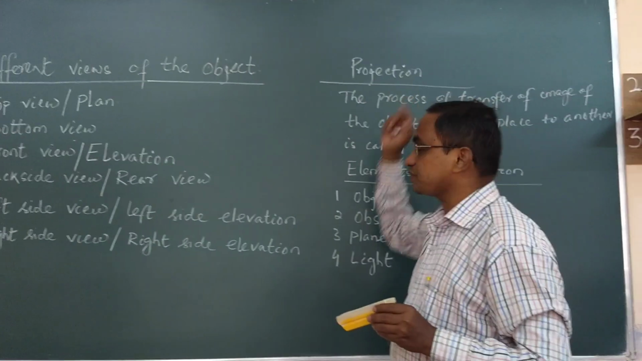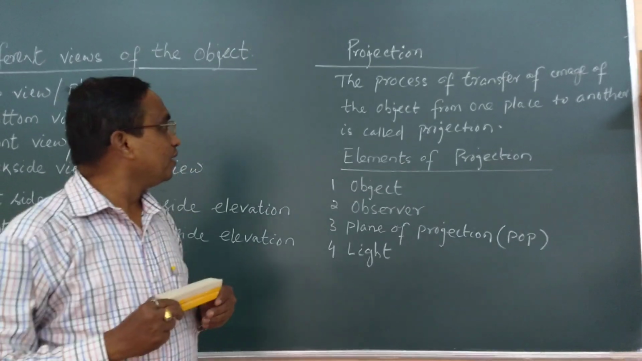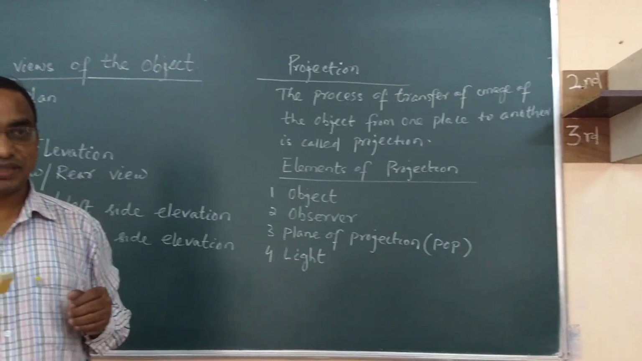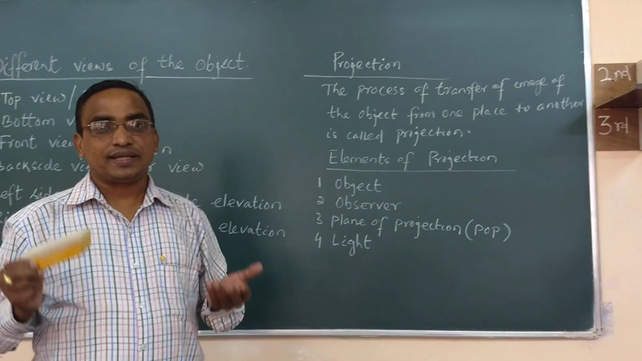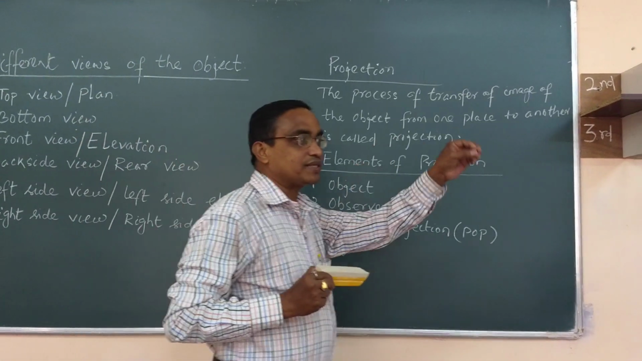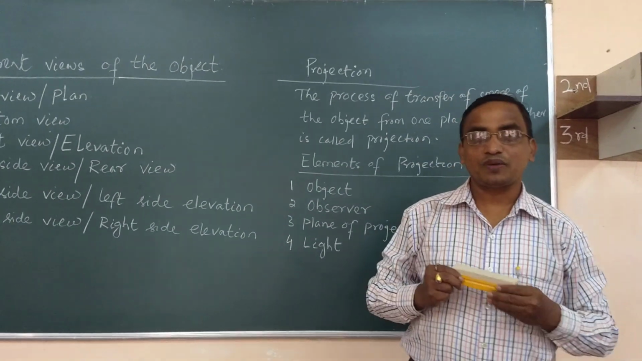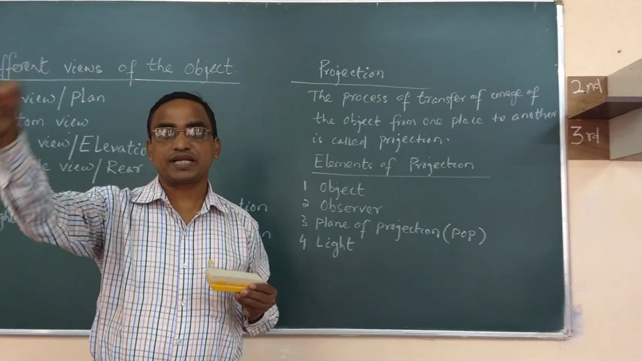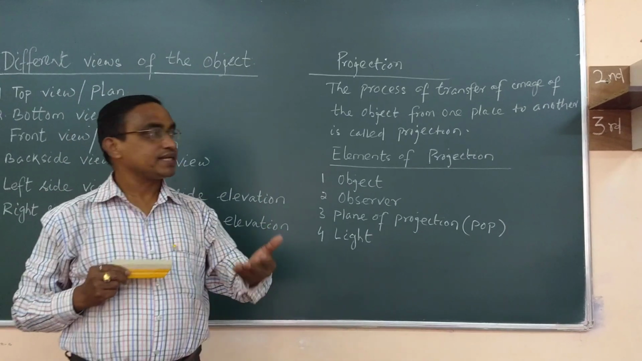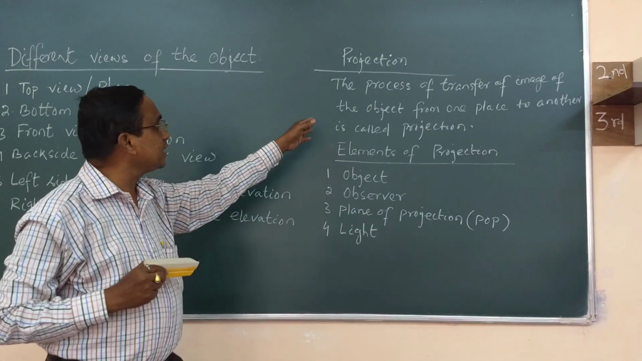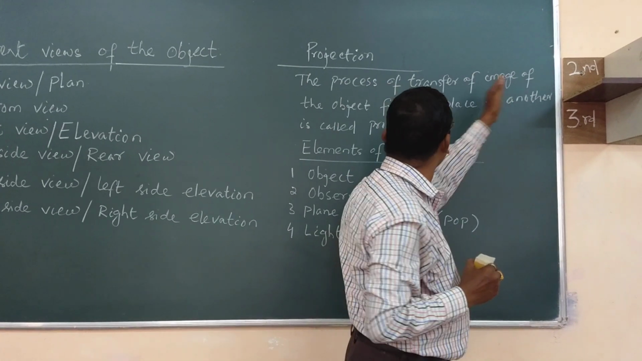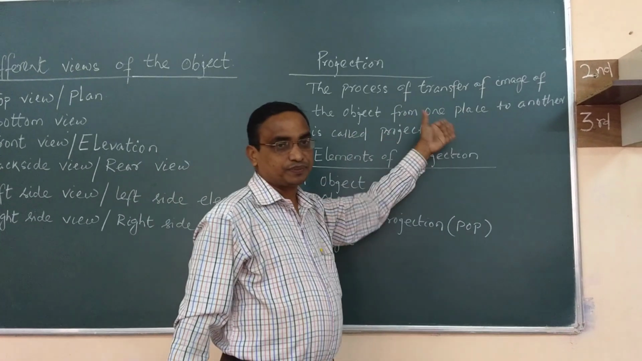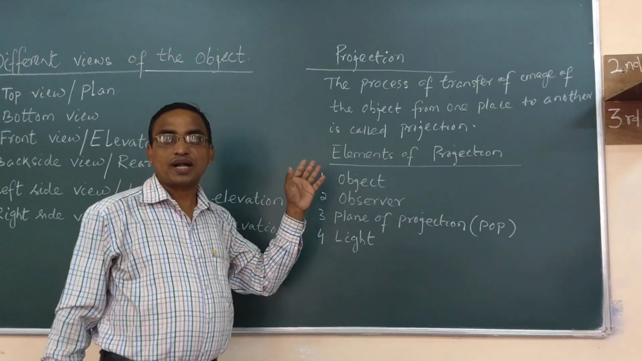Now come to projection. What do you mean by projection? Just to mark, on a stage, say one actor is acting, and different projectors are placed in different places. How the image of the actor is transferred from the main stage to different projectors, that phenomenon or process is called projection. The definition is: the process of transfer of the image of the object from one place to another place is called projection.